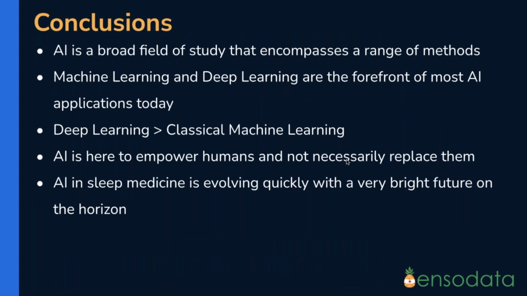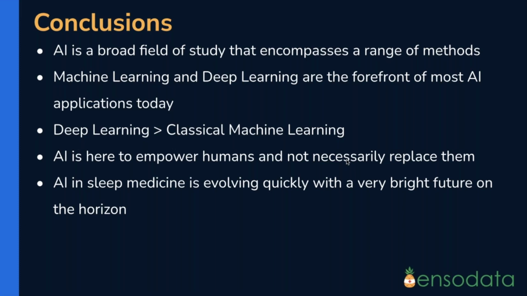So, in conclusion, we basically saw that AI is a very broad field of study that encompasses a range of different methods. We saw that machine learning and deep learning are being used in the real world today and are actually at the forefront of most AI applications. We saw that with the right amount of data and the right application, deep learning often outperforms the more classical machine learning methods. And also we saw that AI is not perfect. It still requires human review and human intervention.